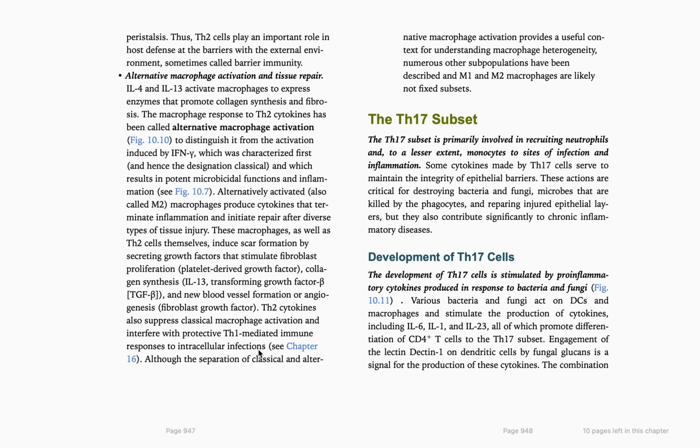Development of T helper 17 cells. The development of T helper 17 cells is stimulated by pro-inflammatory cytokines produced in response to bacteria and fungi. Various bacteria and fungi act on dendritic cells and macrophages and stimulate the production of cytokines, including interleukin 6, interleukin 1, and interleukin 23, all of which promote differentiation of CD4 T cells to the T helper 17 subset. Engagement of the lectin dectin-1 on dendritic cells by fungal glycans is a signal for production of these cytokines.